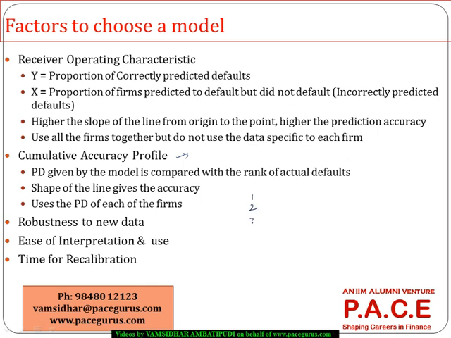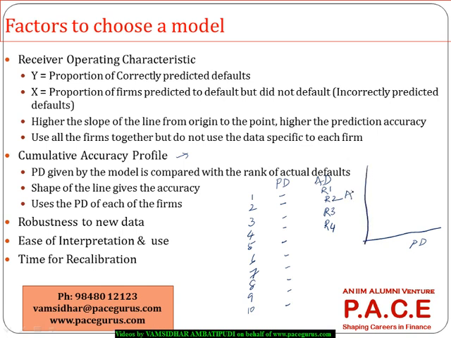wherein this deals with each and every firm. How I look at it is, let's say I have 10 firms. I'll try to find the probability of default for each of the firms based on the model, and based on the actual default, I will do the ranking for each of those firms. So I will take the probability of default on the x-axis, and the ranks based on the actual default I take on the y-axis. So I keep plotting all the points and I generate a line.